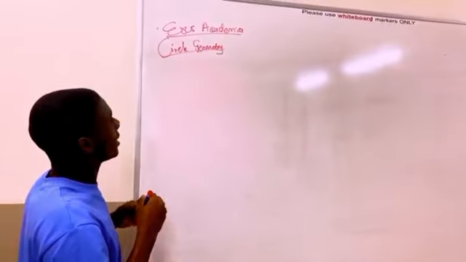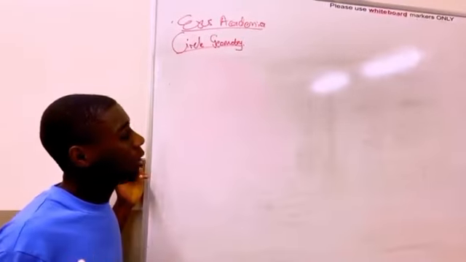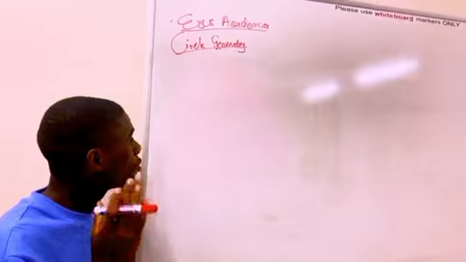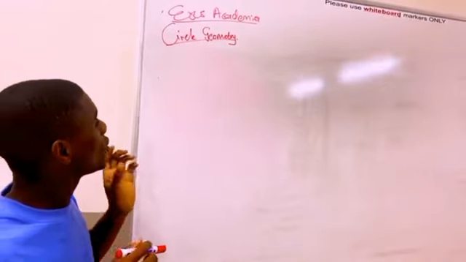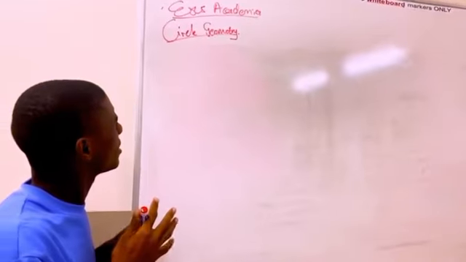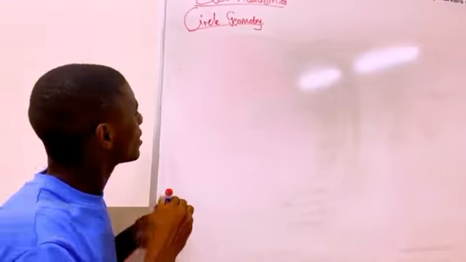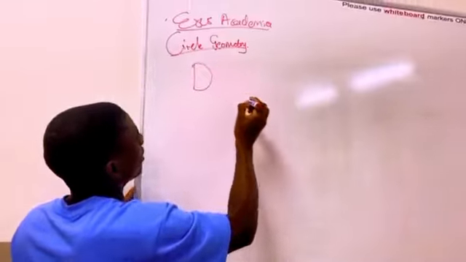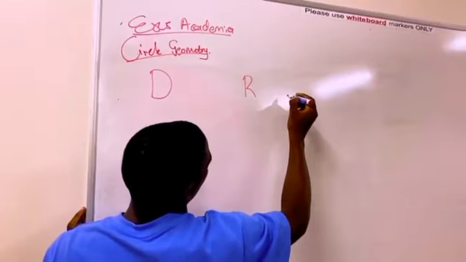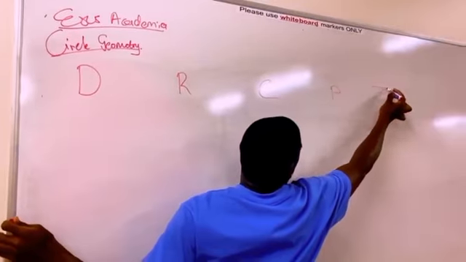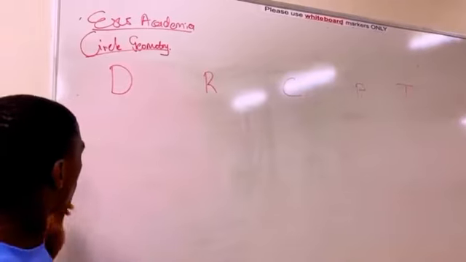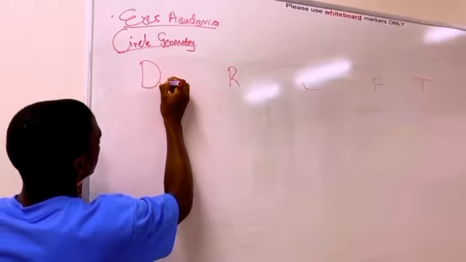To continue with our lesson, now I'm going to give you a summary of everything that you have to know about circular geometry, or Euclidean geometry. So we have this norm to summarize everything. It says Dr. Cape Town, which is D, R, C, P, and T. D is a diameter.